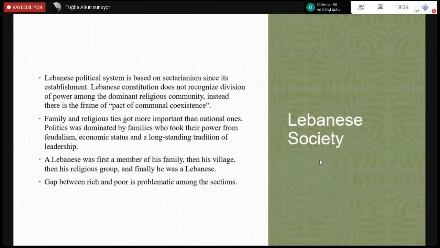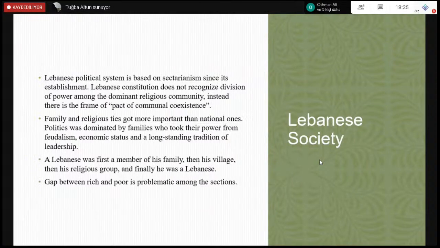Also, family and religious ties became more important than national ones. Politics was dominated by families who took their power from feudalism, economic status, and a long-standing tradition of leadership, like the Hariri family. There are different segments of the population, and differences are not only religious or sectarian. The groups, Shias, Christians, Muslims, Maronites, have subgroups as political divisions. There is not only a national identity because people have roles before their Lebanese identity. A Lebanese was first a member of his family, then his village, his religious group, and finally he was a Lebanese. Also, political loyalties belong to individuals, not organizations. It should not belong to a person or a group. It should belong to the government's institutions as a state.